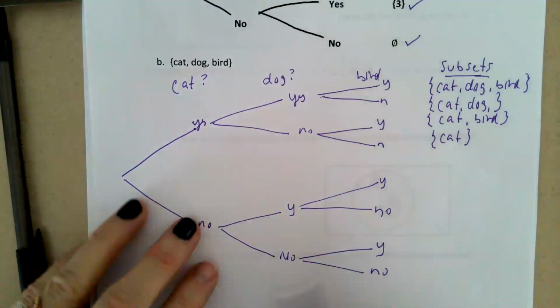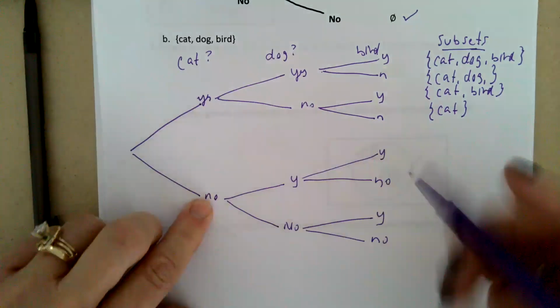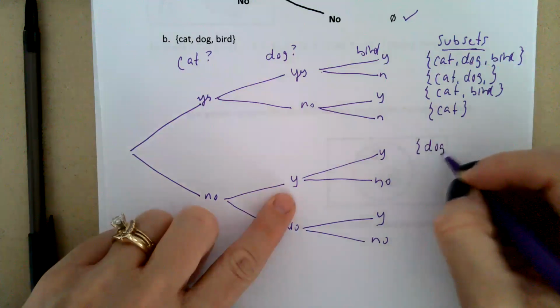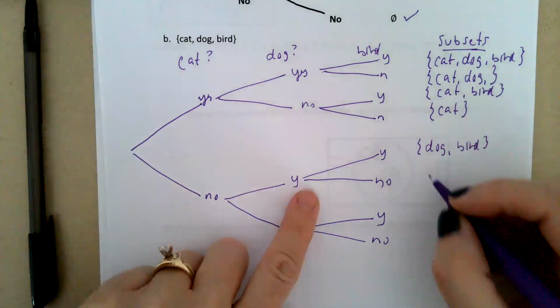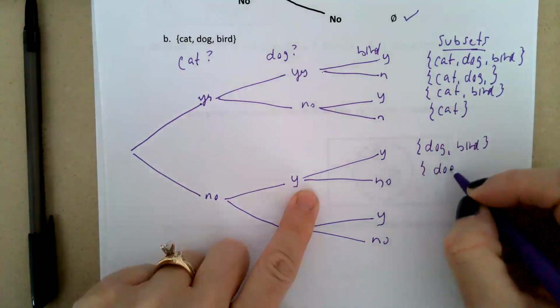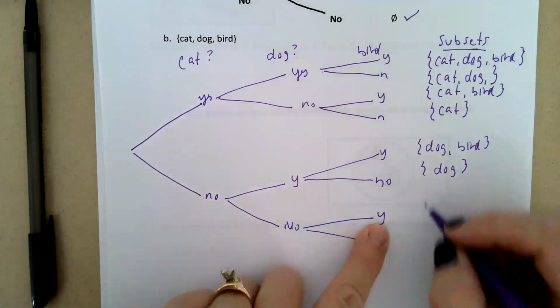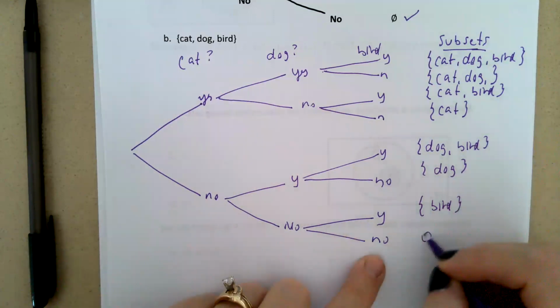Then we have all of the subsets that don't have a cat. So we go down here. So no cat in any of these. So down here we have dog and bird. And then we have just dog. And then we have no on the cat, no on the dog, just the bird. And then we have the empty set.